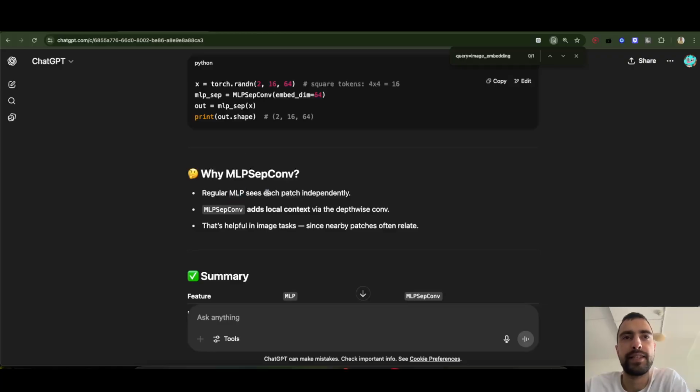Regular MLP sees each patch independently of the image. But I guess each patch is juiced up with the attention. So it sees, but it still sees it independently. But then this convolution adds local context via the depth-wise convolution. That's helpful in image tasks since nearby patches often relate. So it adds context from nearby patches, not just the single patch that it sees.